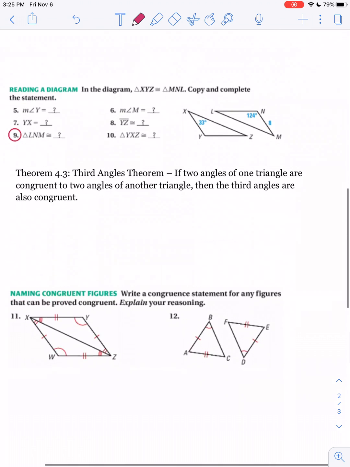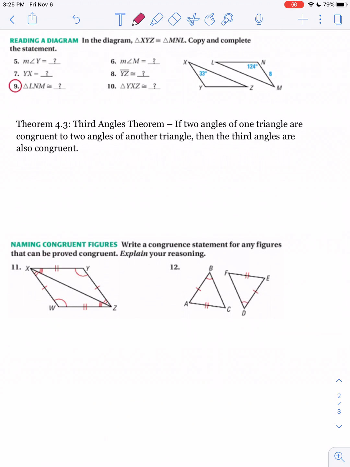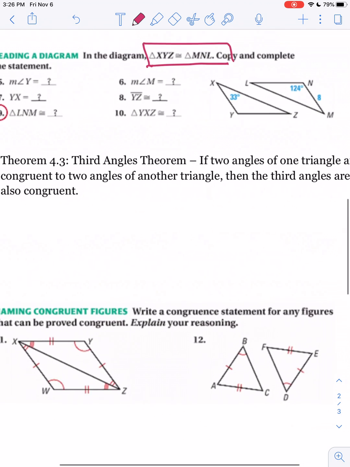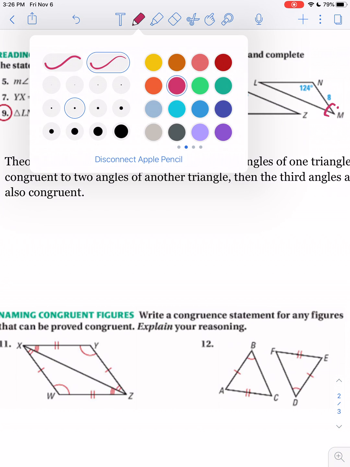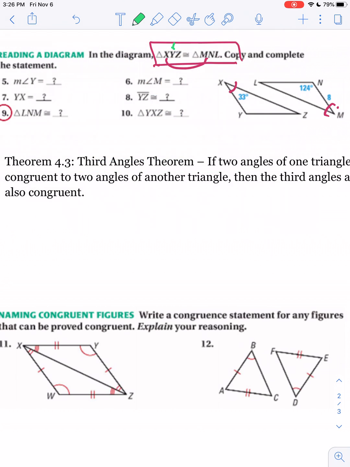Okay, we're not going to do another one. This would take too long. All right, let's look at this example. It says in the diagram we're given that triangle XYZ is congruent to triangle MNL. So I might just want to mark my diagram. I'm given that X is congruent to M, so I might just want to mark that. We'll use colors this time. I'm given that Y is congruent to N. Well, that's going to help. And then finally, we're given that Z is congruent to L.